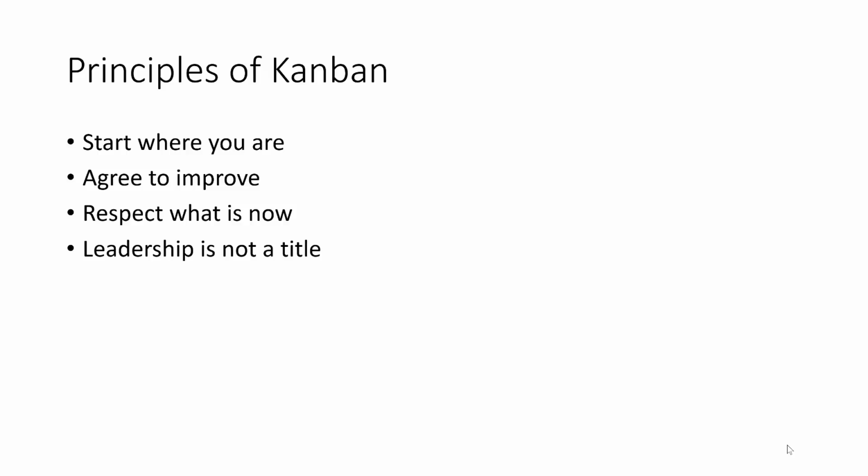As a group, agree that you're going to improve what you're working on. Respect the current roles and responsibilities and things like that. We're not going to change all those things up right away. Maybe that'll change, but as an evolutionary way. And one of the principles that the Kanban method espouses is leadership isn't a title, right? Anybody can take on the role of leadership, and it should be that way.